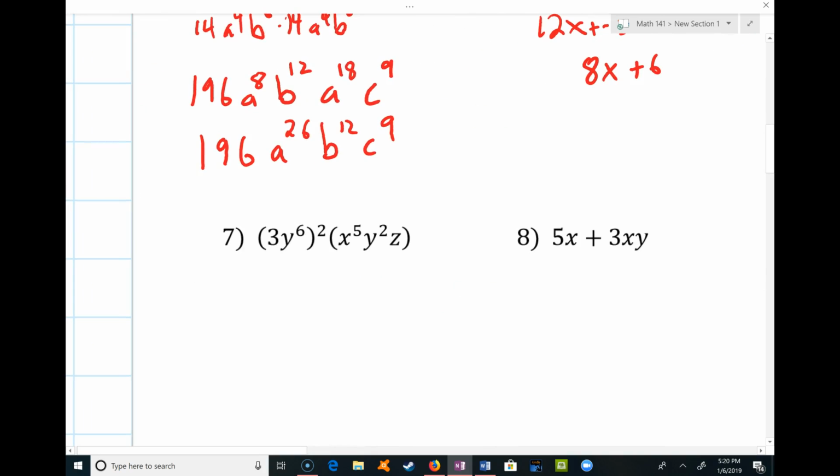Okay, here's another one with some powers raised to powers. So this is really just 3 squared, which would be 9, y to the 6th squared, which would be y to the 12th. And there's nothing outside the parentheses, so I don't have to worry about that.